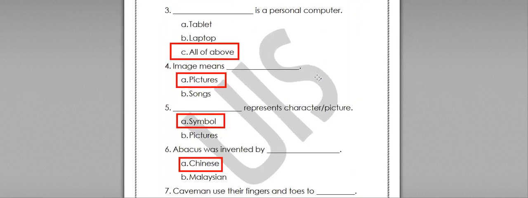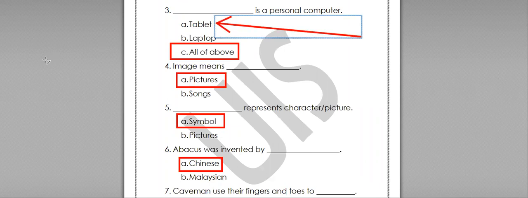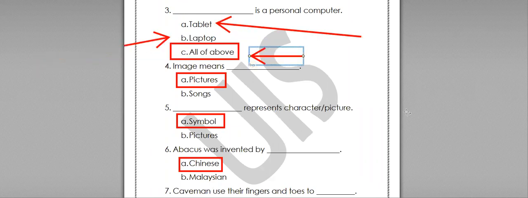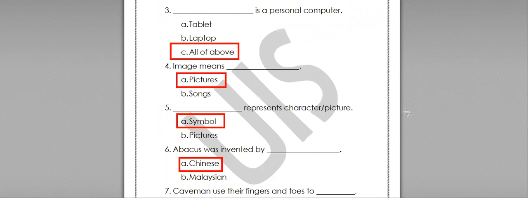Now, point number 3. Dash is a personal computer. Tablet, laptop, or all of above. All these things are basically personal. So the right answer is all of above. Image means dash, pictures or songs. Images are pictures. Images means many pictures. Image means a single picture. So point number 5, dash represents character or a picture. The right answer is symbol.